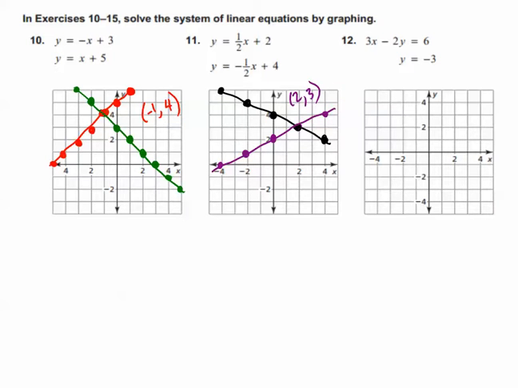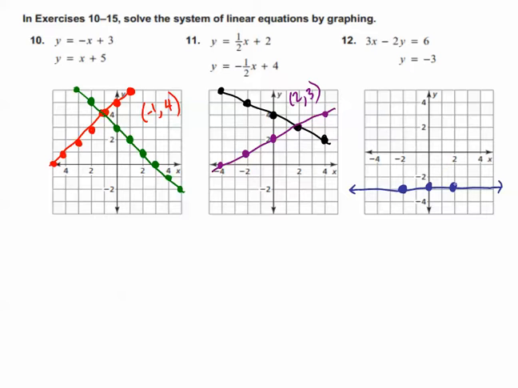In the third system, remember that y equals -3 is a horizontal line. It's a line where all of the y coordinates are -3. So you could do 0, -3, you could do -2, -3, you could do 2, -3, and you can see the line that's created there.